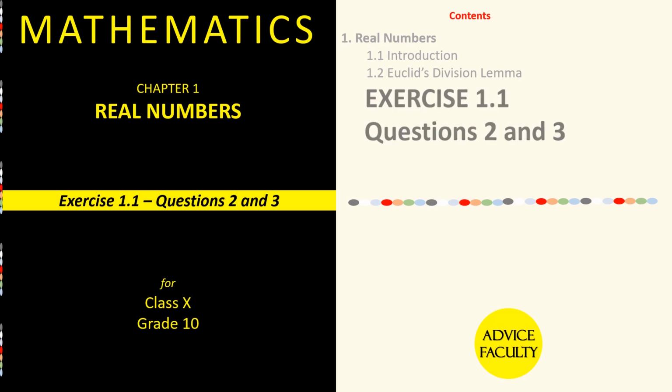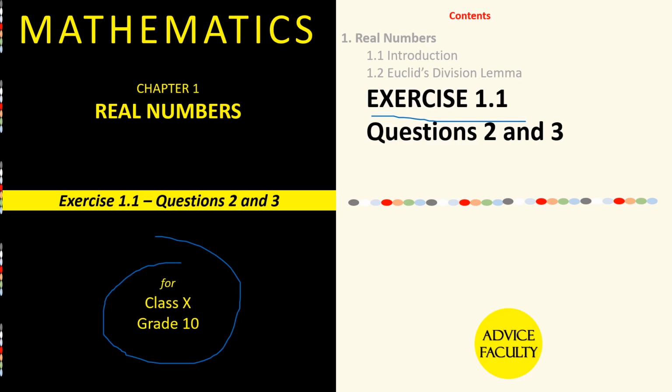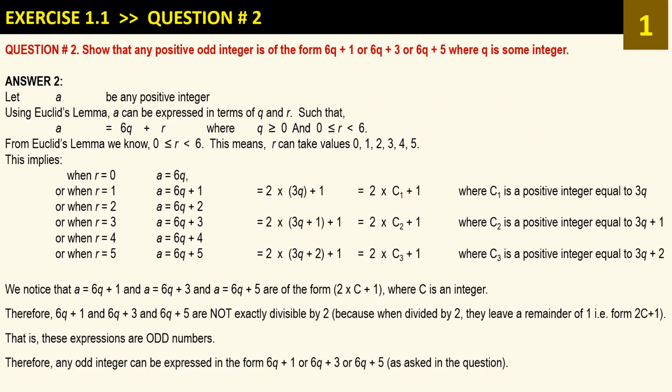In this session, we shall do questions 2 and 3 of exercise 1.1. This is mathematics on real numbers for grade 10. The question number 2 says, show that any positive odd integer is of the form 6q plus 1 or 6q plus 3 or 6q plus 5, where q is some integer. We shall solve this problem by using Euclid's lemma, and let's start.